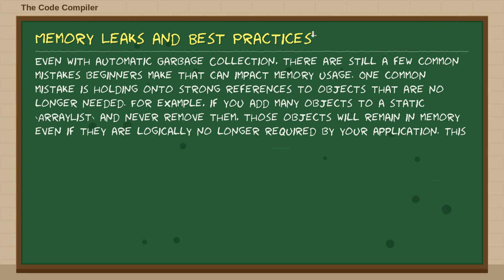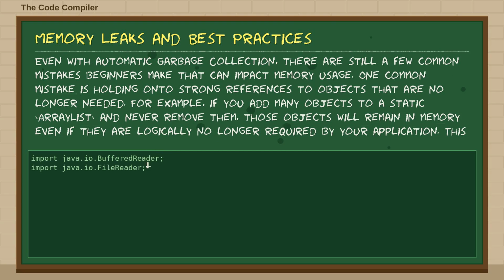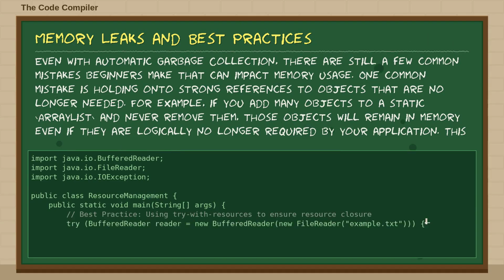A best practice to avoid this is to set object references to null when you are absolutely sure they are no longer needed. While the garbage collector will eventually find unreferenced objects, explicitly nulling out references can sometimes help it identify candidates sooner, particularly in long-running applications. Another important best practice is to always close resources like file streams or database connections using try-with-resources to ensure they are properly released, preventing resource leaks that can indirectly affect memory.